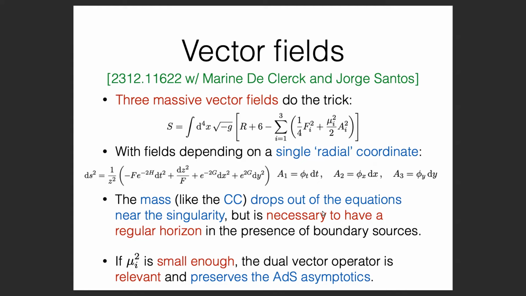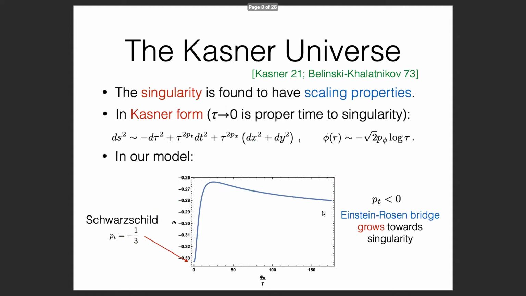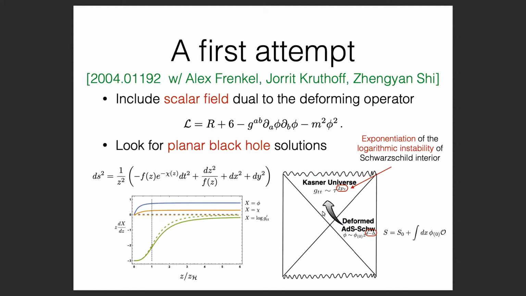So the mass and the cosmological constant are both irrelevant towards the singularity. Right? When the curvature is big, clearly that term is going to be bigger than that term. And similarly for the mass, there are more derivatives here than here. But it's necessary to have a regular horizon with some boundary sources. And if this mu is small enough, the dual operator is again relevant, and so you preserve the AdS asymptotics and you flow it. So to begin with, it looks very similar to this, right? You have some sources, you turn them on, you move them in. But once you start getting into the interior, different stuff happens. So the next part I'm going to show you is what this solution now looks like when you're over here.